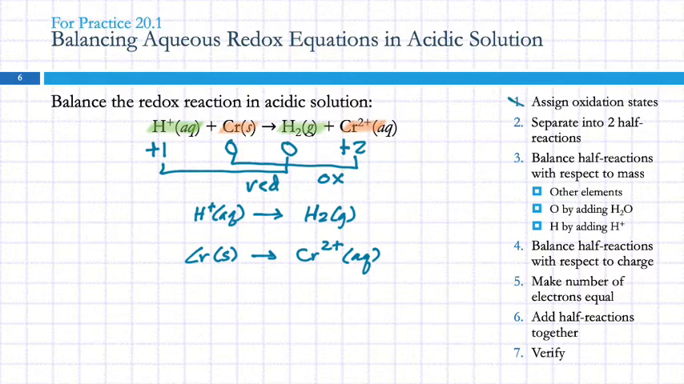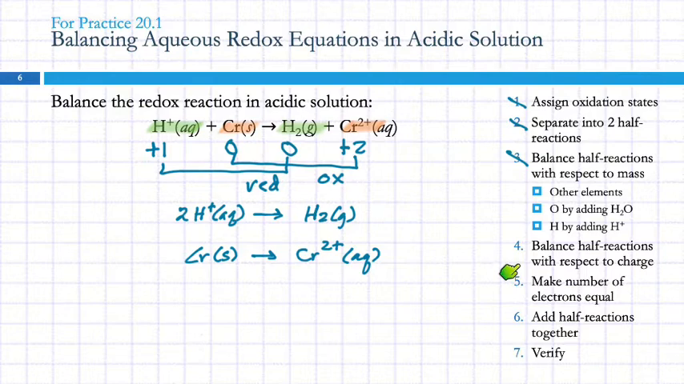We did number 1, we did number 2. Balance the half reactions with respect to mass. Other elements first, then oxygen, then hydrogen. Well, here, there aren't any other elements. There's no oxygen, there's just hydrogen. So how can we balance this? We need a 2 in front of H plus. So we have 2 hydrogens and 2 hydrogens. We worry about the charge in the next step. How about this one? That one's already balanced, right? Sometimes that happens. Okay, so that was step 3.